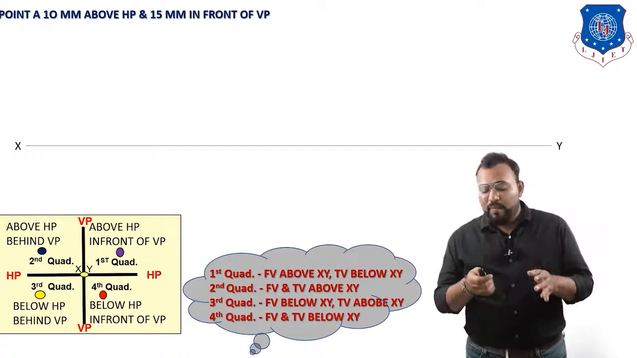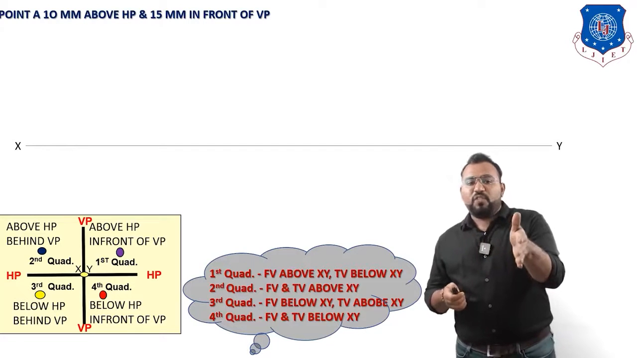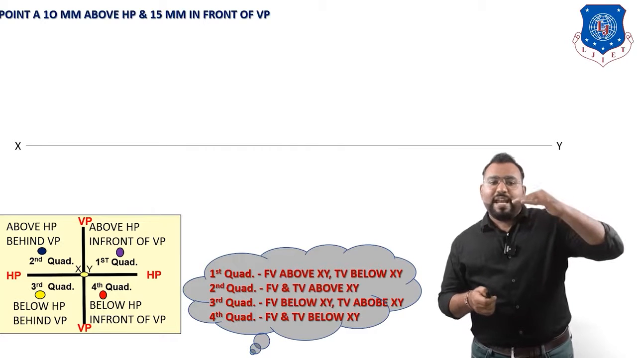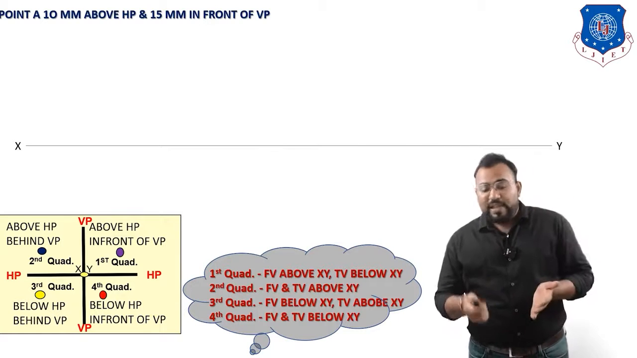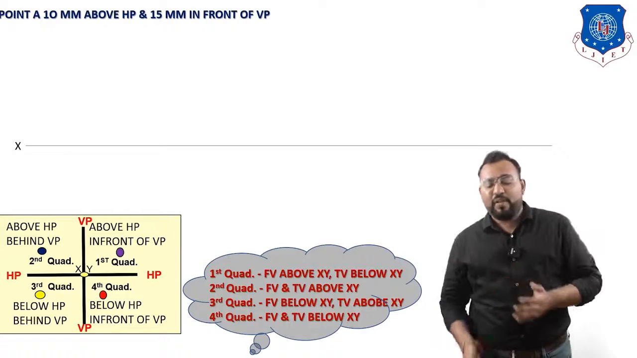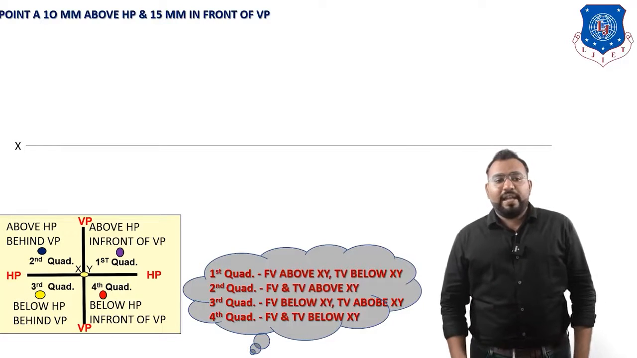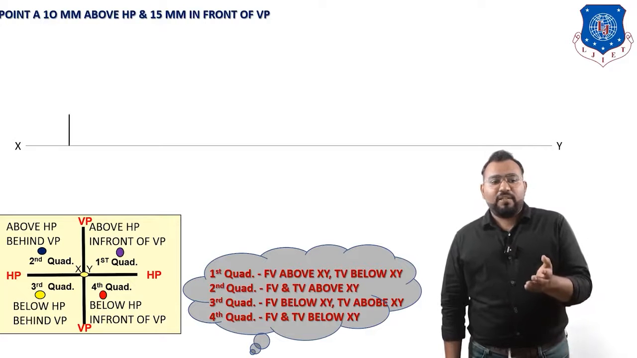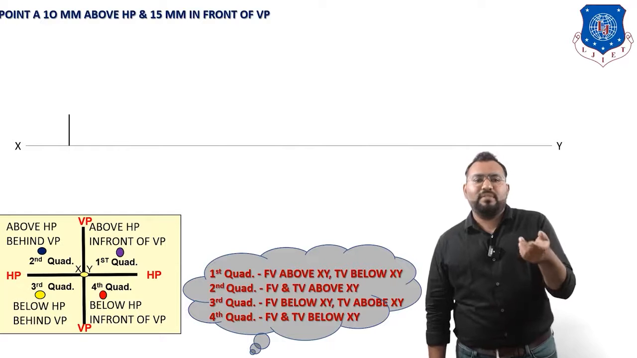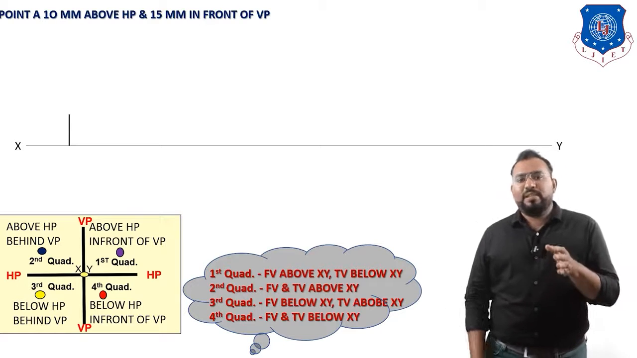So what do we have to do? We know that in the first quadrant the front view is above the XY line. So we have to draw a 10 mm line which is above XY. So let us draw a 10 mm line above the XY line. From any random point on the XY line, draw a 10 mm line. First I will draw this 10 mm vertically up line, and this line must be a thick line.